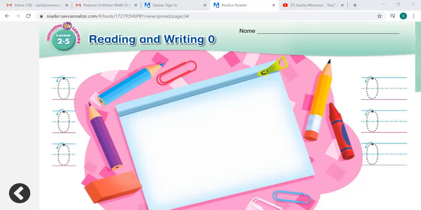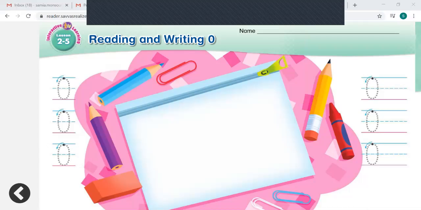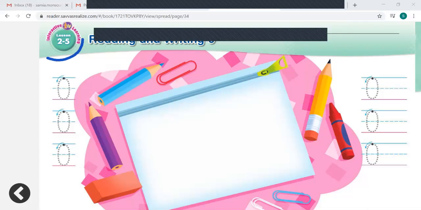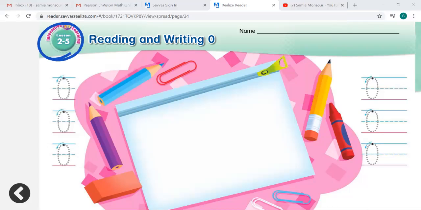Hi, superstars. It is time for math, and we are on lesson 2-5, right up there. Okay, you've already learned how to read and write numbers from 1 to 5. Now you're going to learn how to read and write the symbol for the number 0 in this lesson. So, reading and writing 0.